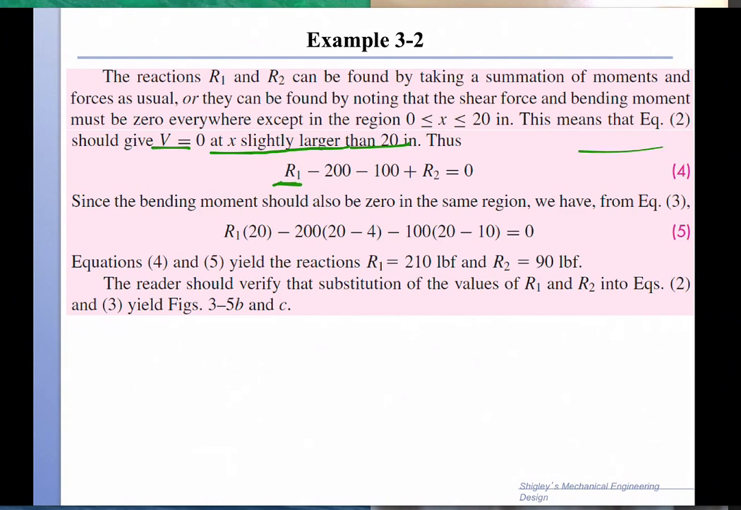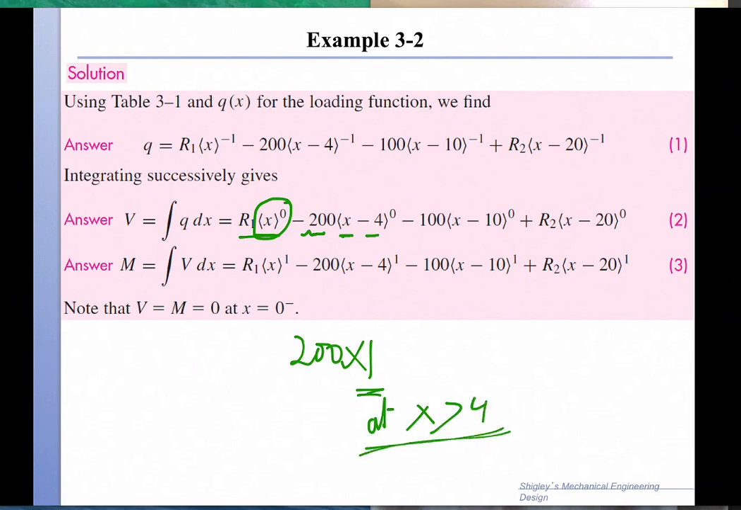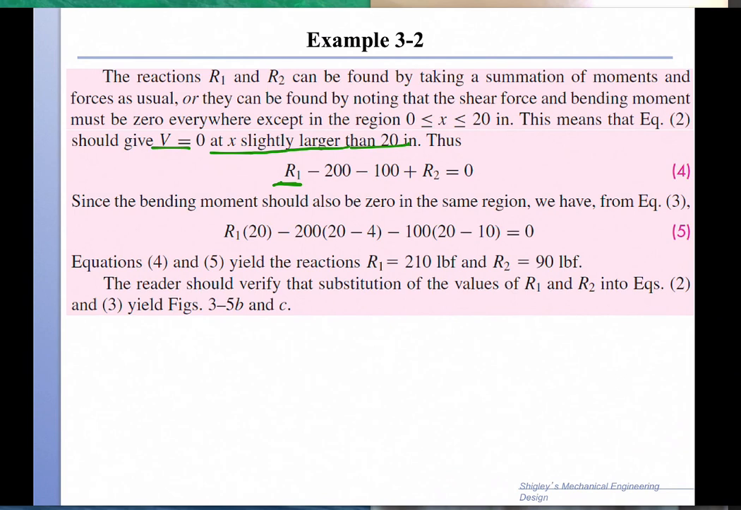The second term is at any point that has x greater than 4, where the value of the function is 1 again. And since 20 is greater than 4, the value of the function will be 200 times 1, because that's the value of the step function at any x greater than 4. And that's what I have here on the second line. So I have 200, and then I have 100 and R2, and that is equal to 0.